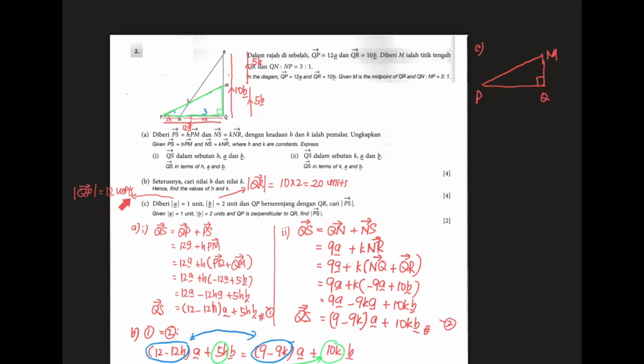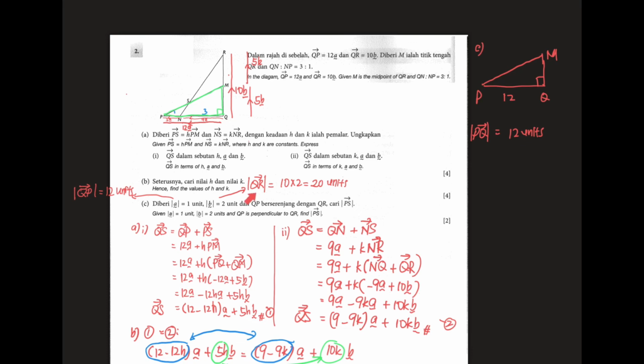After all, magnitude is just the length of the line. So no matter what direction, it's just the same. No need to change it to -12 because it is magnitude. Magnitude has no plus or minus, so always positive. So that means the magnitude of PQ is also 12 units. Okay, so this is 12.